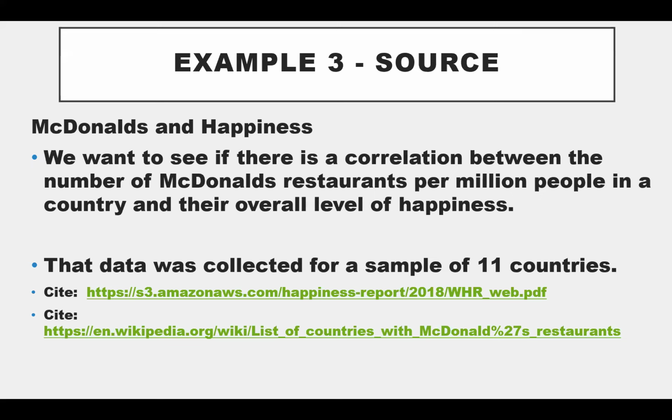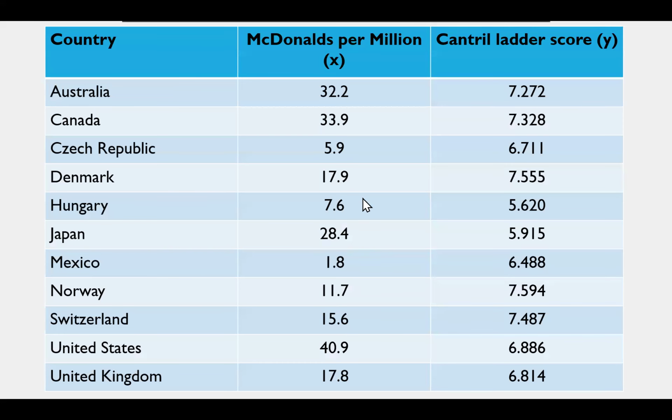All right, let's do another example. So here's the sources of our data. We're going to examine if there's a correlation between the number of McDonald's restaurants per million people in a country and their overall level of happiness in those countries. So data was collected from a sample of 11 countries. You can see where those citations come from. And this is what we get.